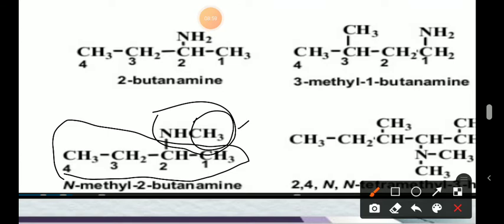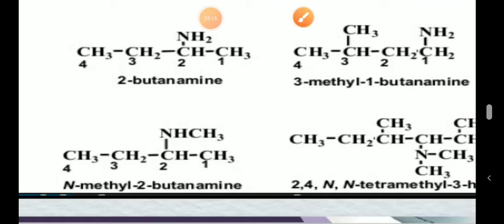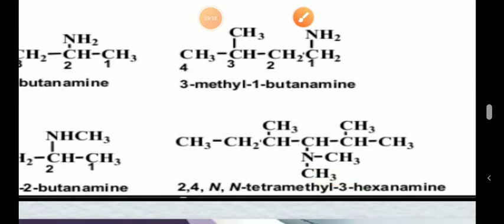But right now we just have a simple methyl radical, so we will say N-methyl 2-butane amine. And why are we saying N-methyl 2-butane amine? Because the methyl group is attached on the second carbon, so that's why we give it this name. Now let's look at the last structure and check it.